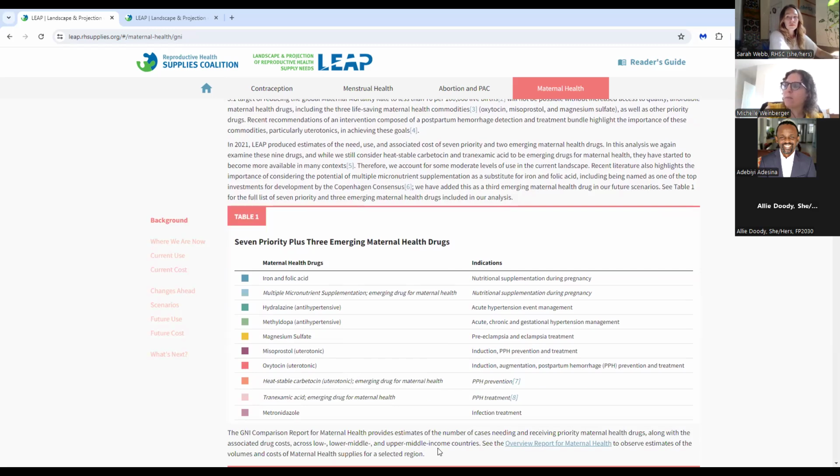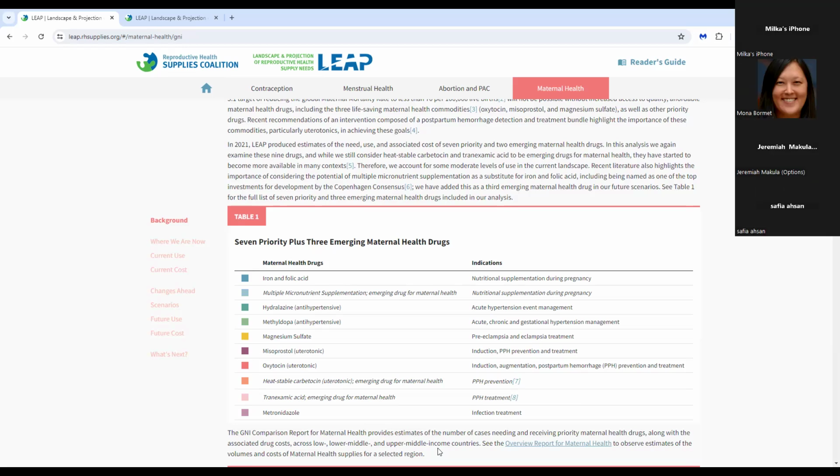And then there was interest from the community in exploring what we're calling these emerging drugs. These are drugs that are either soon to be or already on the market, but still changing and shifting, and so we wanted in our future scenarios to be able to explore what would happen if those drugs scaled up more. One of those is the multiple micronutrient supplementation that I mentioned before. The other two emerging drugs are heat stable carbetocin, which is a uterotonic used for PPH prevention, and tranexamic acid, which is used for PPH treatment. And so that is our universe of drugs.